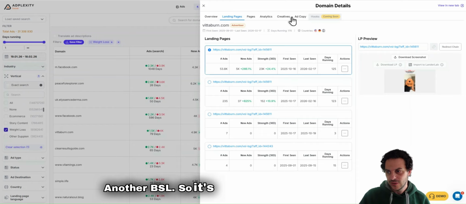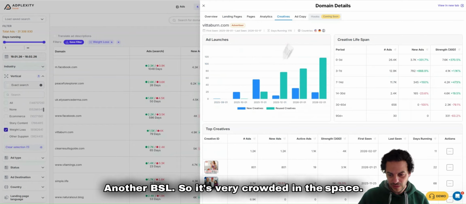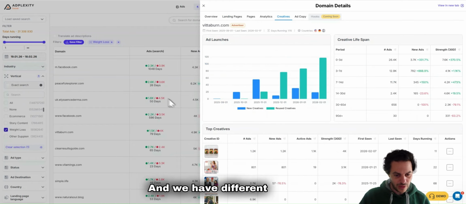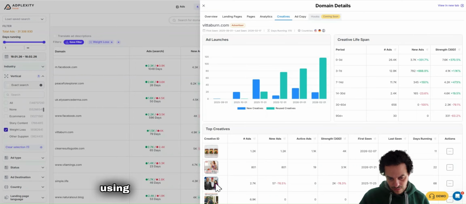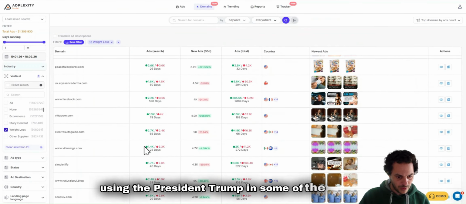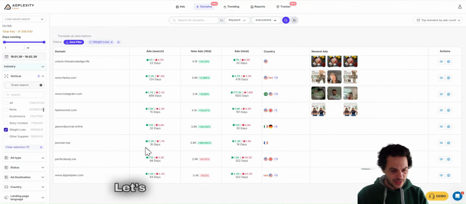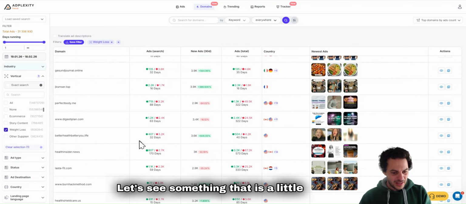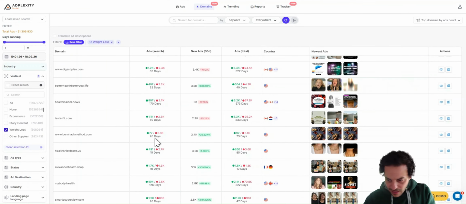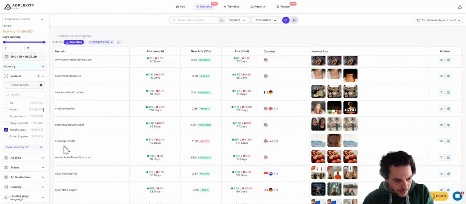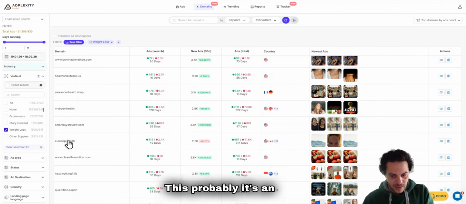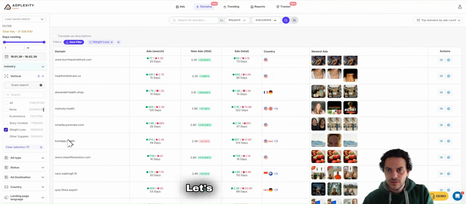So it's very crowded in the space, and we have different ads here as well that we can see. Interesting how they're using President Trump in some of their videos. Let's go down and see something a little less crowded. Let's see. I'm coming here. Cure Up Health. This is probably an app. Let's take a look.